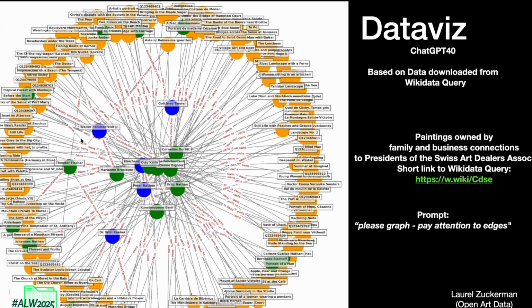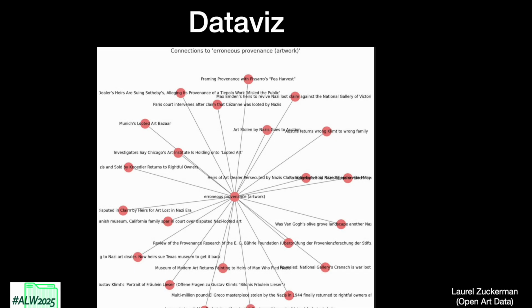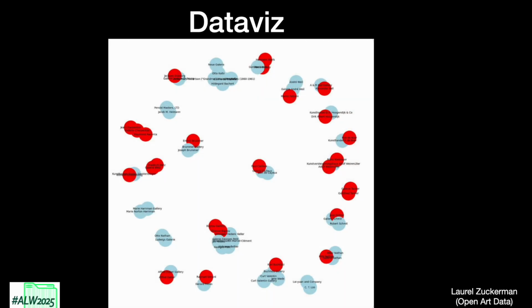Where you can see much more clearly the different people and their family relations. So for example, the presidents are in blue and the relations to them are in green, and the artworks are in yellow. We can do this with many other types of data to make it clearer.